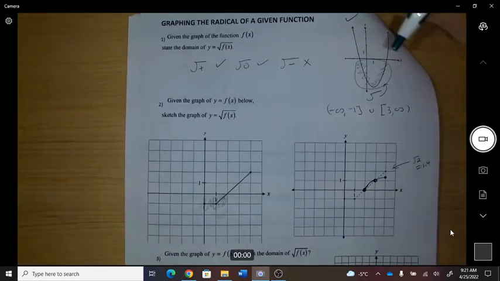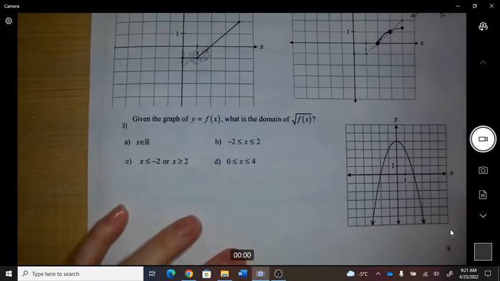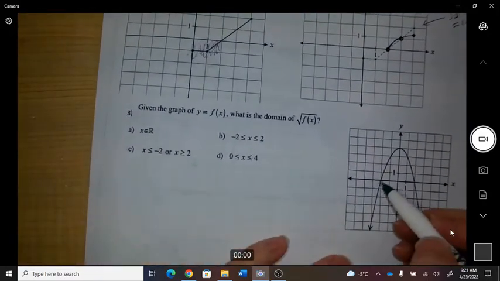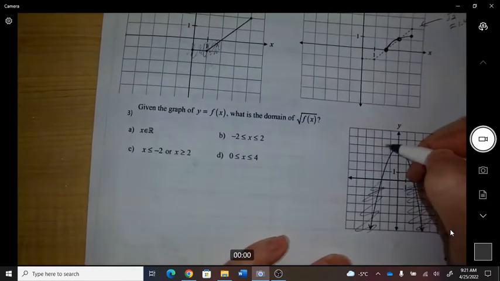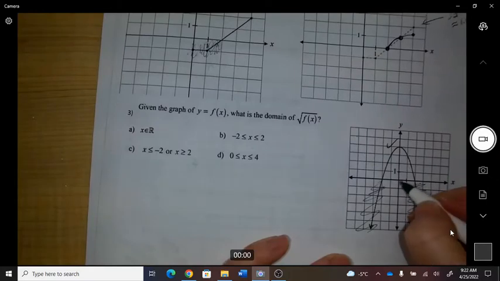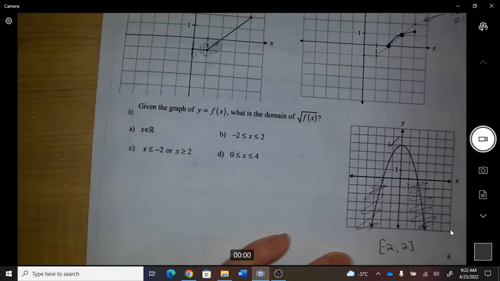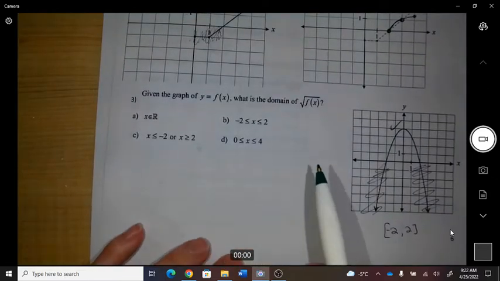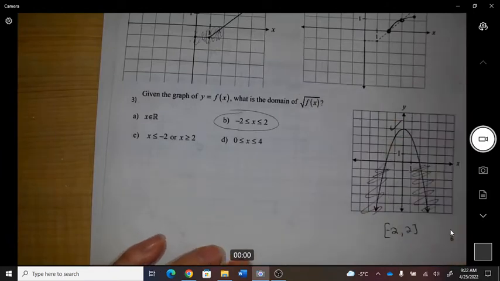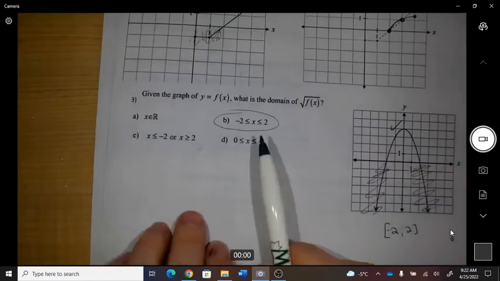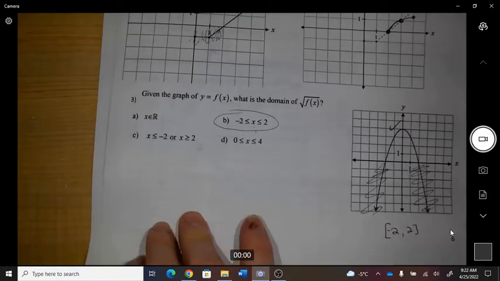Okay, next, number 3. Given this function, what's the domain? So this will not work to square root, this will not work to square root. So this part will work, so from negative 2 to 2 would be the domain that would work. So which one is that? That is answer B. This says x is less than or equal to 2, and this says greater or equal to negative 2.